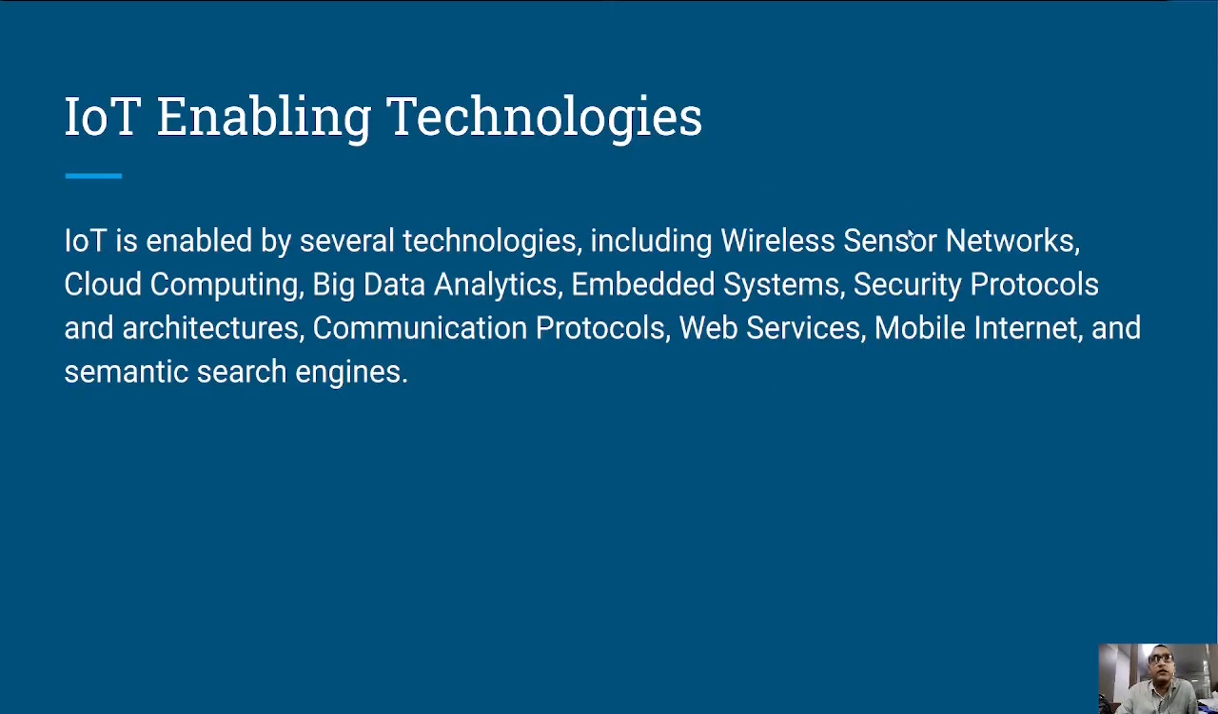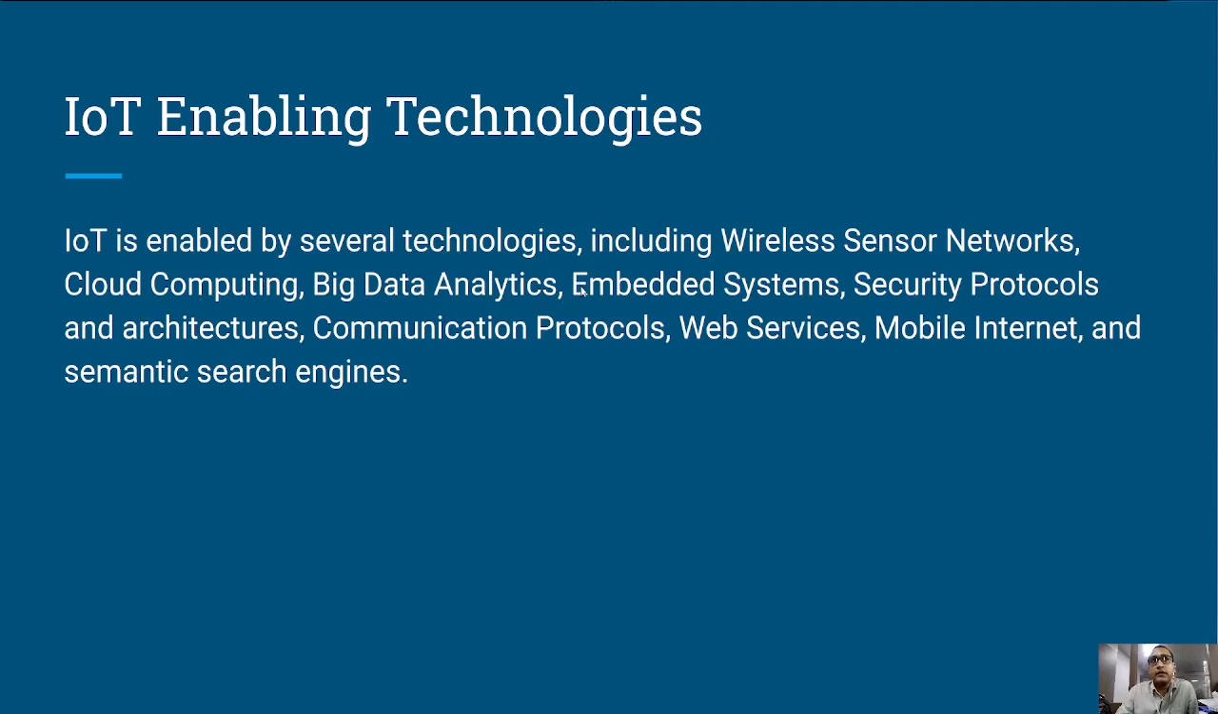So some of the technologies that are actually behind the Internet of Things are wireless sensor networks. This is basically a network of smaller nodes that can be deployed in a wide area, and this kind of network has its own data collection and routing capability. And cloud computing is another important enabling technology.